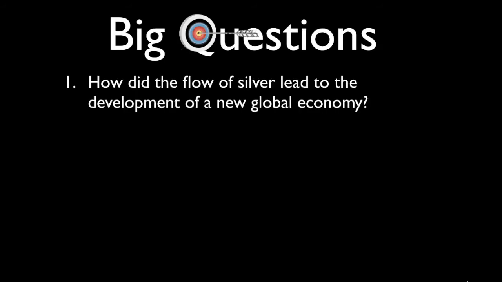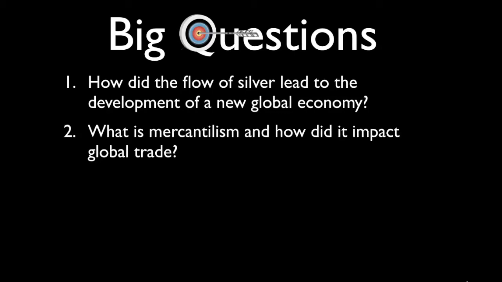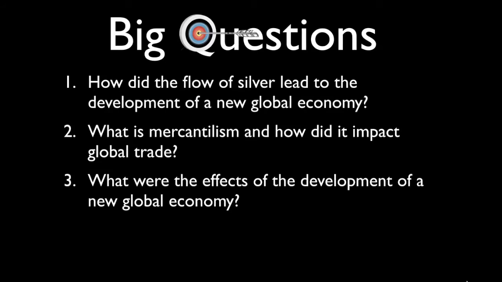The big questions we should be able to answer after watching the video are: first, how did the flow of silver lead to the development of a new global economy? Second, what is mercantilism and how did it impact global trade? Third, what were the effects of the development of a new global economy?